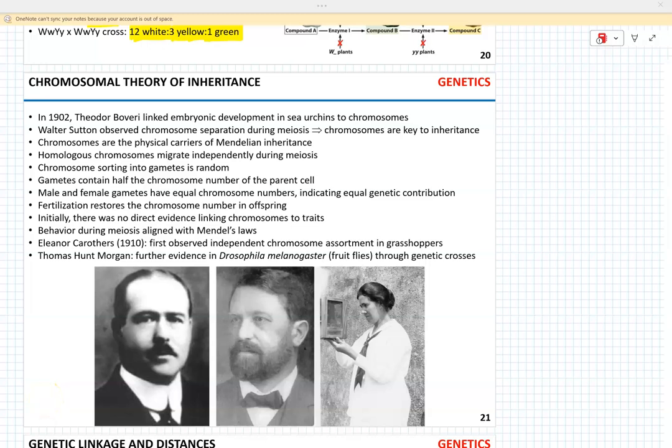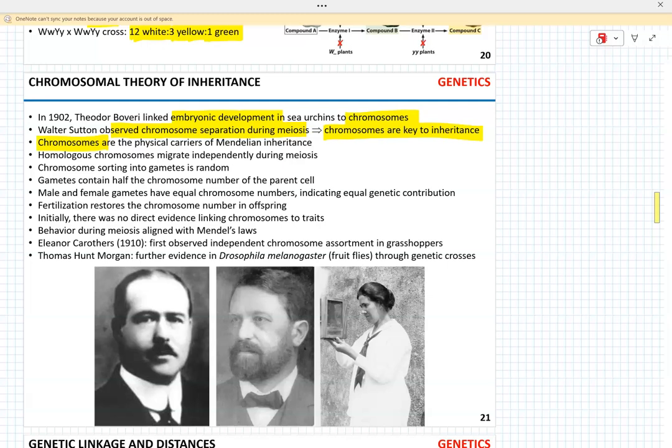In our last chapter for this unit, we're going to talk about modern understanding of genetics, the concept of linked genes, and so on. So in the early 20th century, the development of embryos was linked to chromosomes. Later, Sutton observed that chromosomes separate during meiosis and realized that chromosomes hold the key to the process of inheritance of the traits. So essentially, the physical carriers of Mendelian inheritance units are chromosomes.